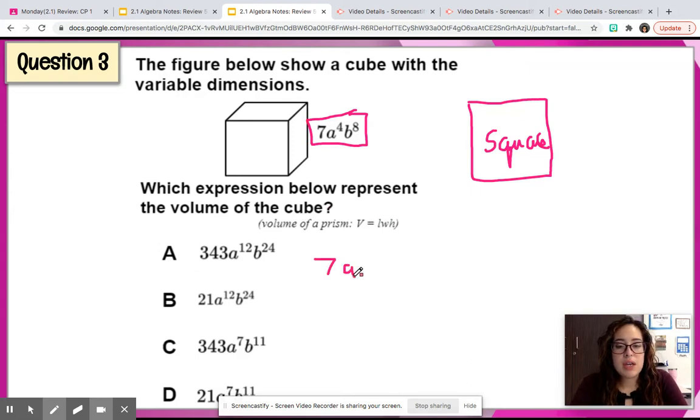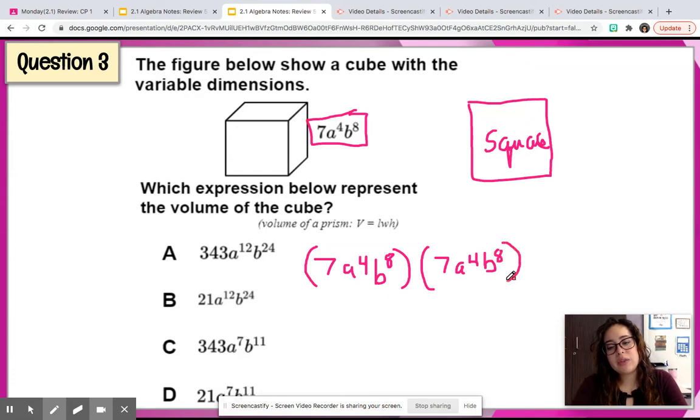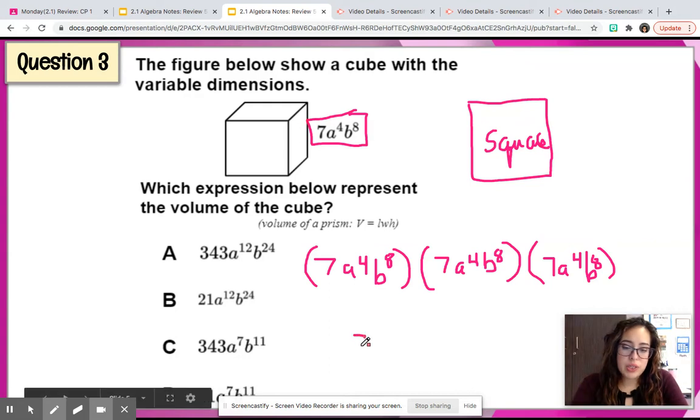So you would do 7a raised to the 4th power times b raised to the 8th power, where you're multiplying all of this expression to itself 3 times. So I'm going to show you 2 ways. You can literally multiply them out like this. This is the first way. Or you can do it to where you have it raised to an exponent of 3, because you know you're multiplying it all 3 times. So the first way, you can write it out, or a second way, you can write it out this way.